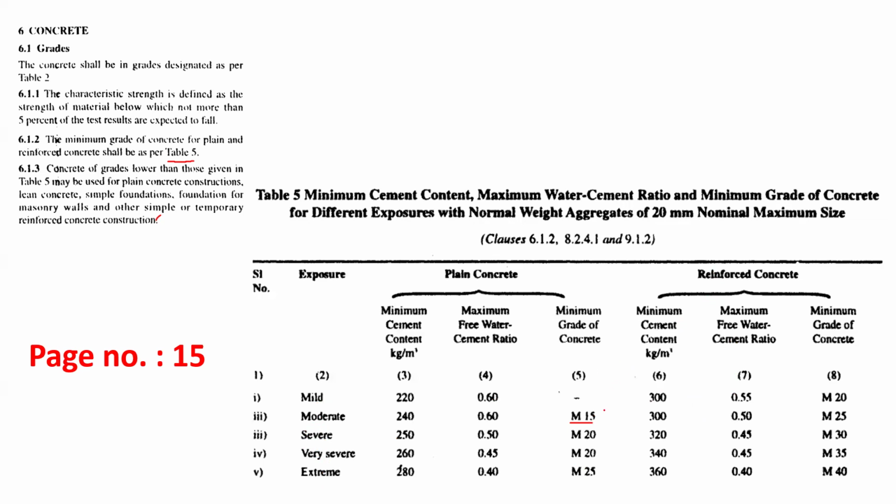So the minimum for plain concrete is M15, and the minimum for reinforced concrete is M20. This is given on page number 15.